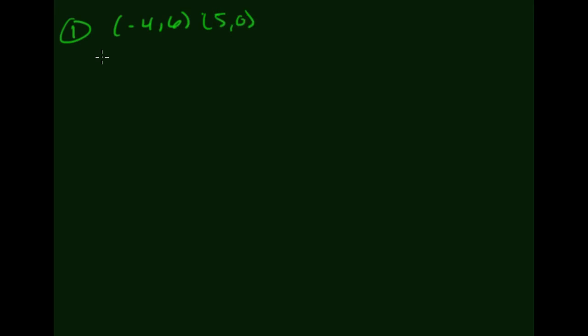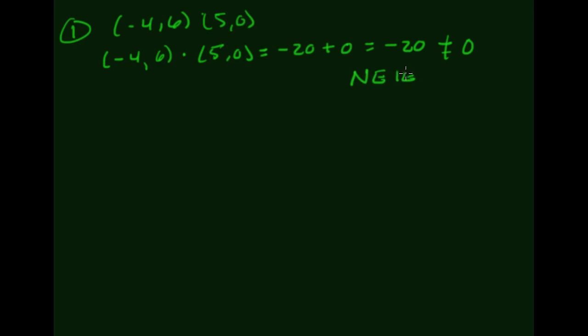So the first thing we do is we check orthogonality. So we're going to take negative 4, 6 and take the dot product with 5, 0. That's going to give me negative 20 plus 0, which is negative 20, which is not 0. So we are not orthogonal. If we can't be orthogonal, then we can't be orthonormal. So this is a case where we would say that it is neither. So this is neither orthogonal nor orthonormal.